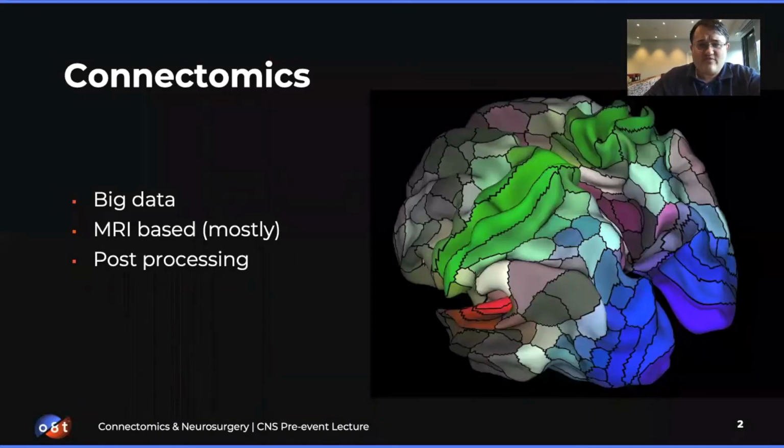For those of you who are not familiar with the term connectomics, it's a topic that I've been involved with for many years now. Basically, it refers to the term big genomics and pulls the concept of using big data to understand aspects of biology. In this case, it's connections of the brain, both functional and structural. It's mostly MRI-based. There are ways to do things with EEGs and other forms of connectomics. It's really more of a concept, but most clinical applications of connectomics are aimed at fMRI and diffusion tensor imaging or similar modalities.